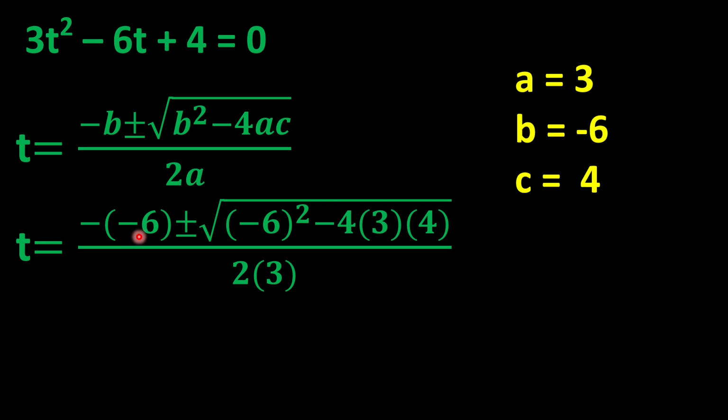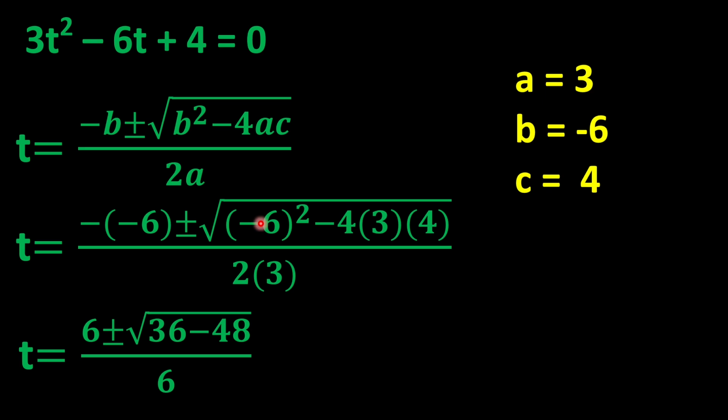Now put these values in this formula. After putting these values, t is minus b, that is minus minus 6, plus minus under root 6 square minus 4ac, divided by 2a, so a equal to 3. Overall, minus when multiplied with this minus will become plus 6. So 6 plus minus under the root, this minus 6 square equal to 36. This minus, when multiplied 2 times, will become plus, and minus 4 times 3 times 4 equal to 48. So 36 minus 48 divided by 6. So 36 minus 48 equal to minus 12, like this.